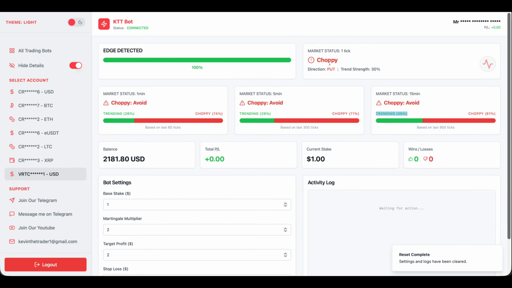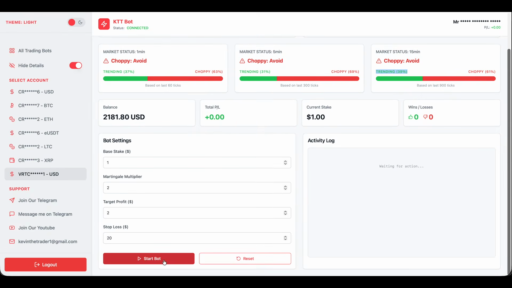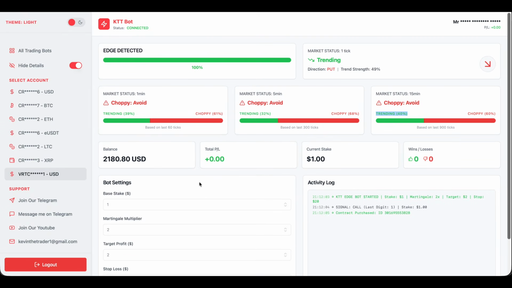So we leave this up to when we see a trending like this, and it should be stable, and this is above 30% as it is now. Then we activate the bot. Just as simple as that. And you'll find out that we are winning.